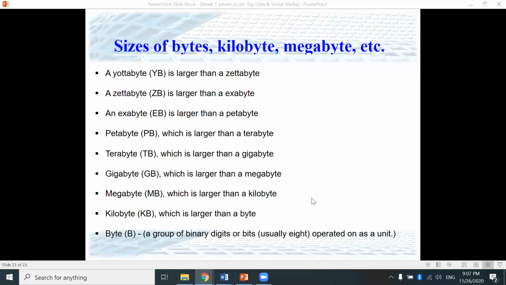You have a kilobyte, which is 1,000 bytes, or usually 1,024 bytes. A megabyte is 1,024 kilobytes. A gigabyte is 1,024 megabytes. A terabyte is 1,024 gigabytes, and so on. So this gives you an idea. When you hear terms like petabytes, exabytes, zettabytes, you should understand these concepts when comparing the sizes of data.